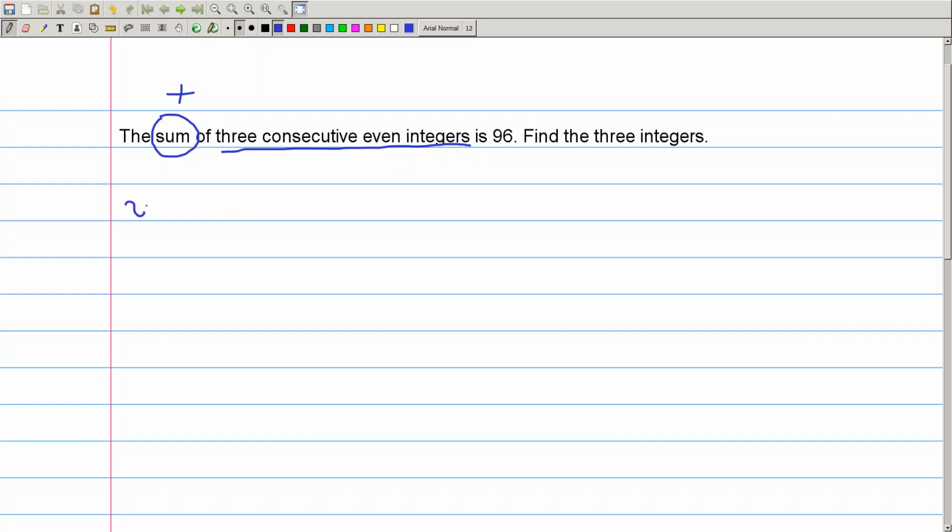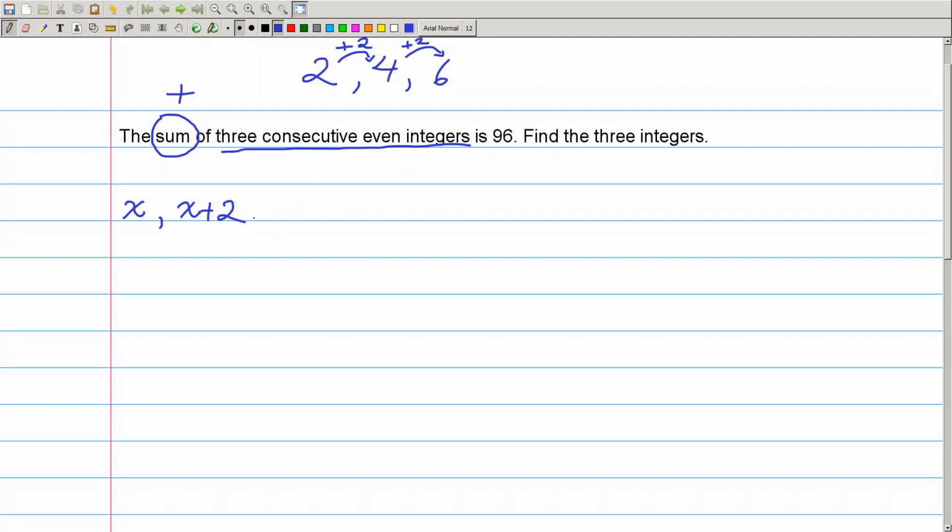Well, if we let the first integer be x, the very next integer that is consecutive even coming after x is x plus 2. If I start at, let's say, 2, I know the next consecutive even integer will be 4, but that's 2 up from 2. And the next one after 4 is 6, which is 2 up from 4.